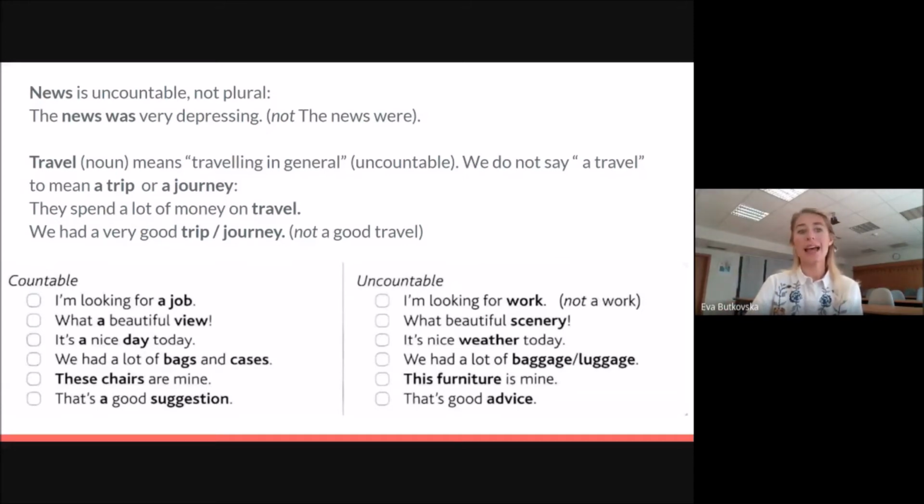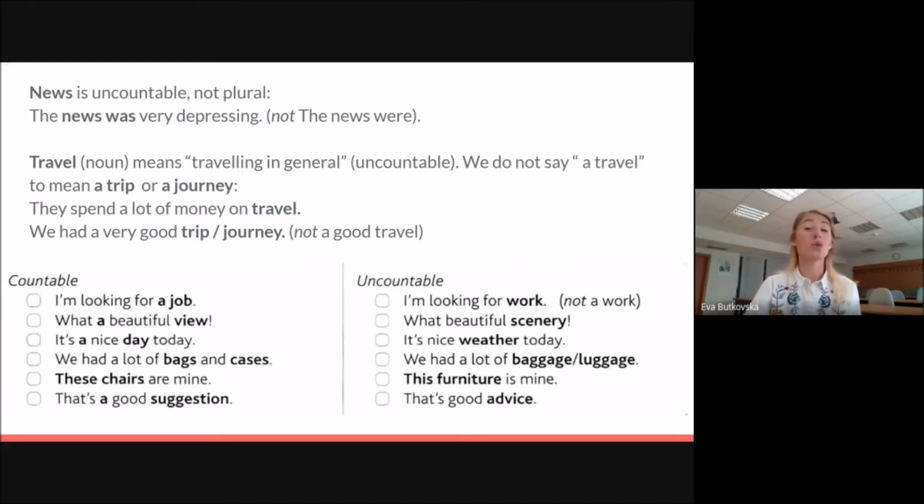The same with view. So we could say, what a beautiful view. A view, so my point of looking. But if I say, what a beautiful scenery, that's uncountable. So that's very similar meaning, but a difference in counting.